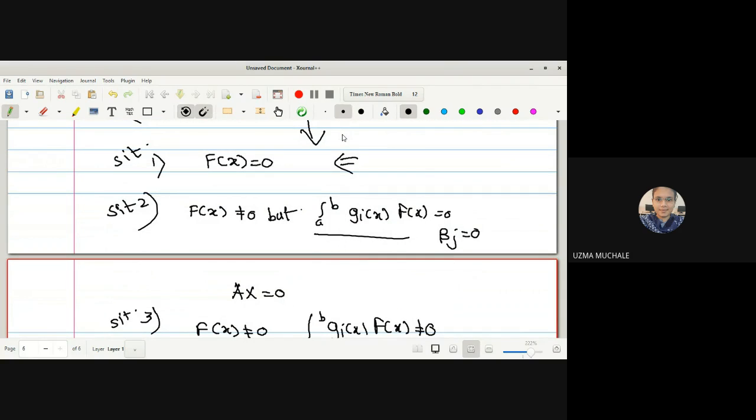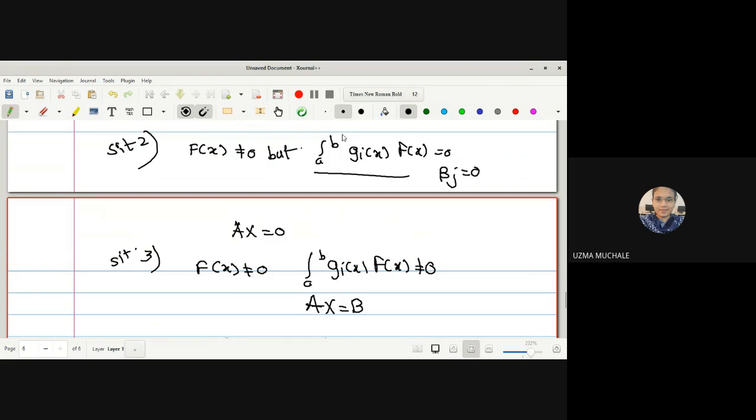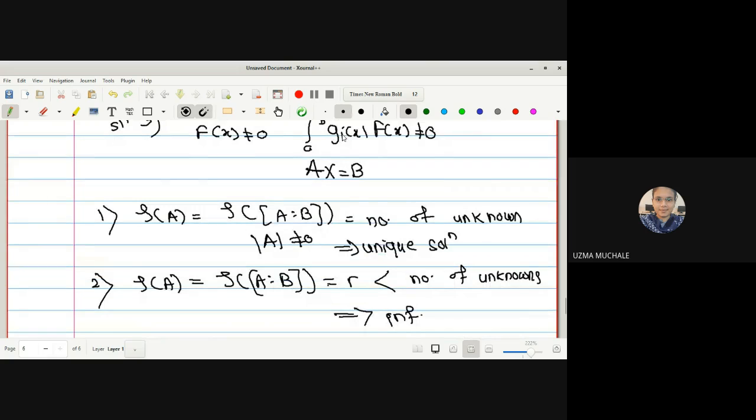For f of x equal to 0, situation 1 tells us that it will be our homogeneous case. And in situation 2, f of x is not equal to 0, but the value of the integration may be equal to 0. Again, we reduce to a homogeneous case, or rather we can say a homogeneous system of linear equations. In situation 3, we can have both non-zero. Then we can solve it as a non-homogeneous case. And in this case, you have to use this condition.